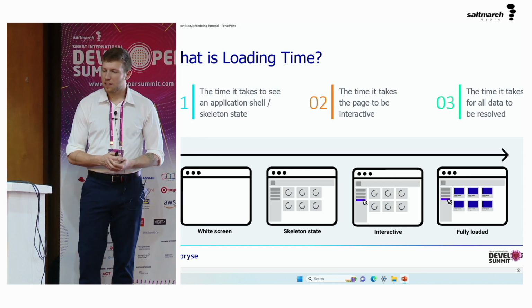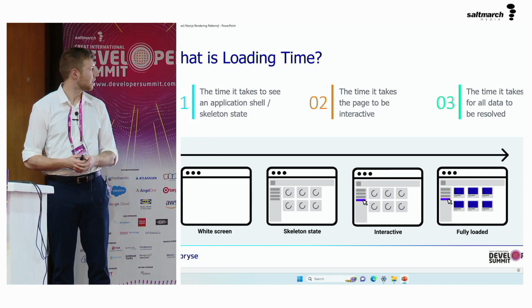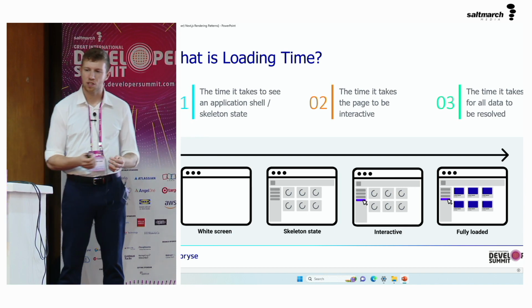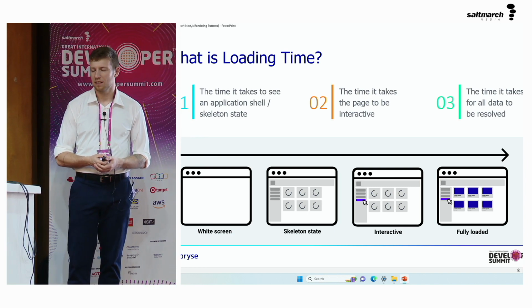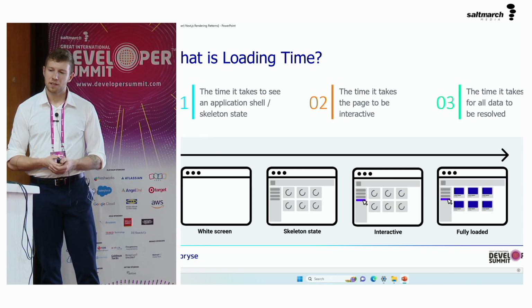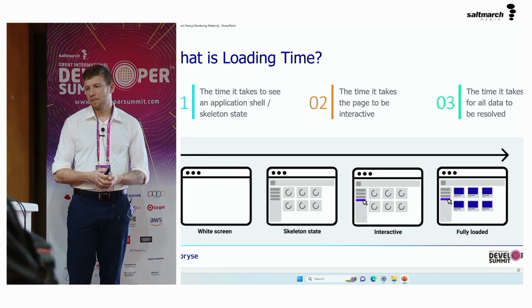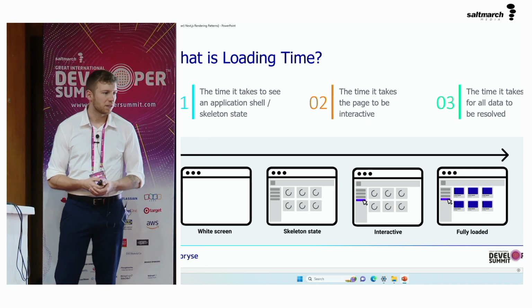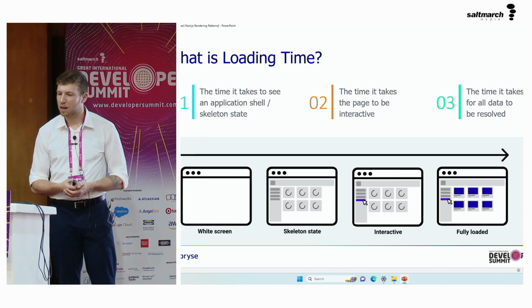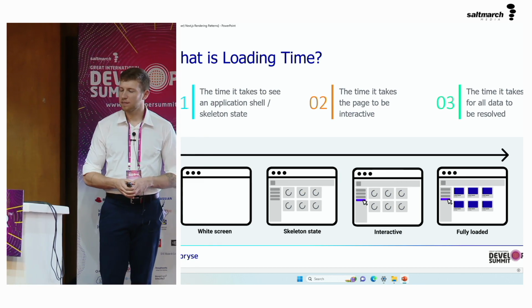We're going to break loading time down into 3 different measurements. The first one is how long it takes to display an application shell, or a skeleton state it's called. And this is the state where you can see some elements on the screen, but there's still not everything. There's loading spinners everywhere. If you load a website like YouTube, you'll see this exact pattern all the time. You'll get like little gray boxes with loading spinners everywhere.